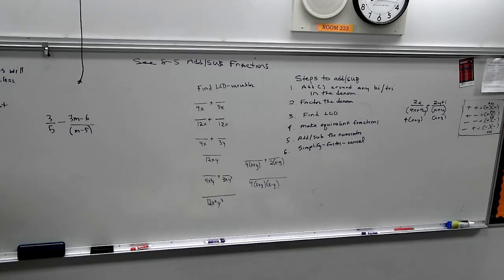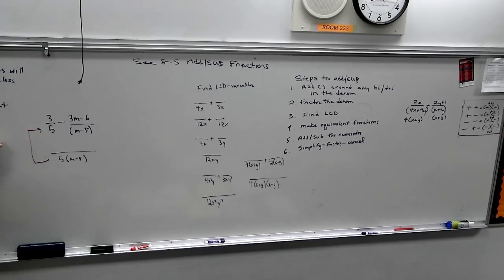Okay, what is your lowest common denominator? You need one of everything. You need a 5, and you need an m minus 5. That is your common denominator. Okay, I know that there's a 5 in here, but this is in parentheses. It's its own little thing. All right, here we go. We're going to work now.